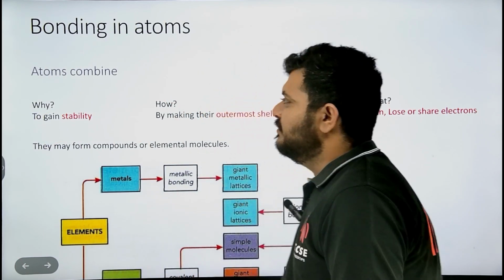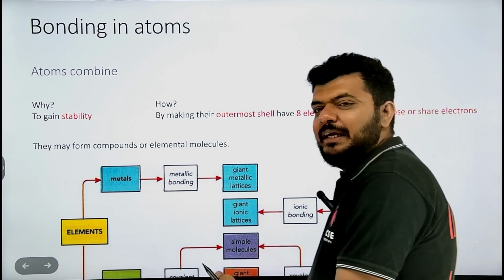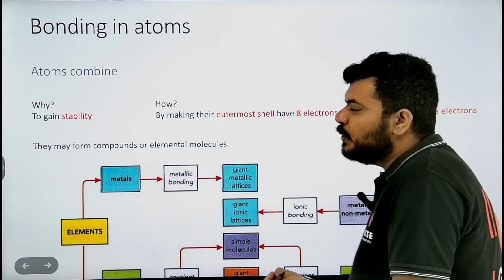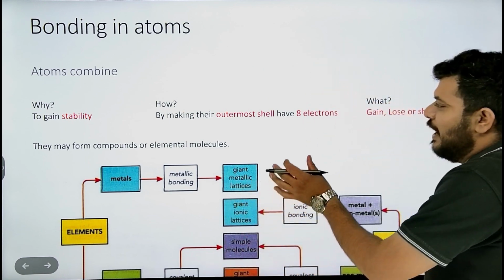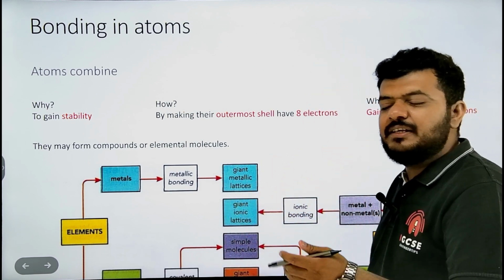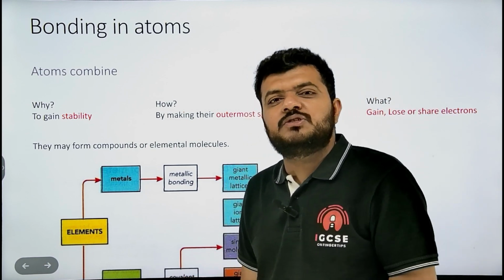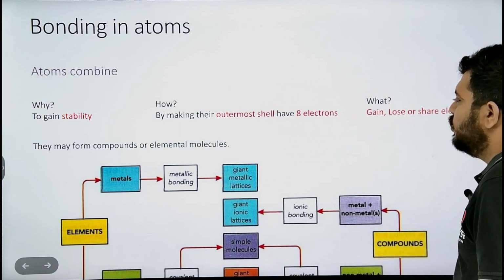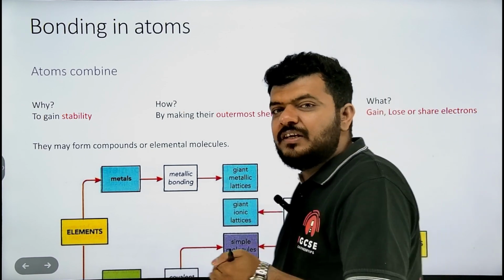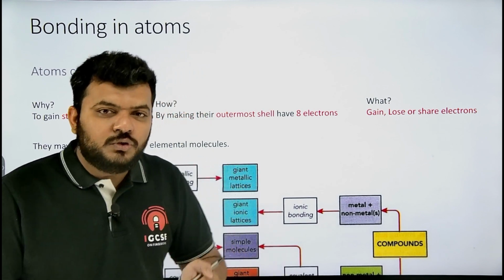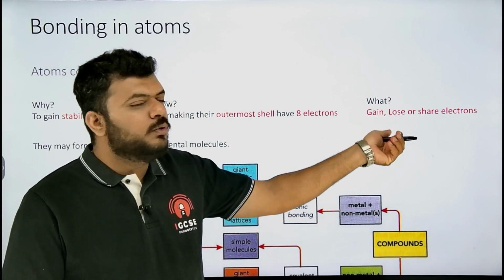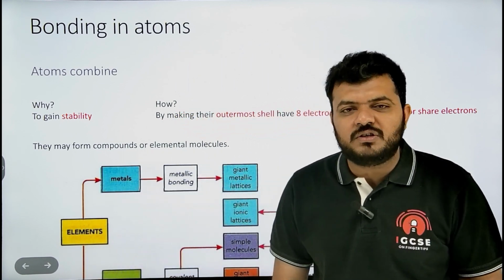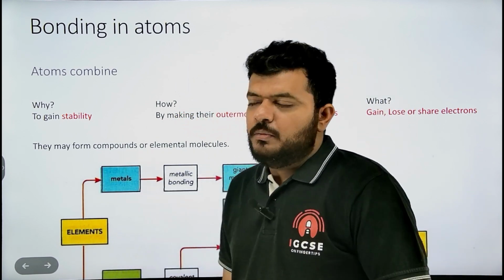So, in atoms, the atoms can combine. Why do atoms combine? Because they want to gain stability. How do they gain stability? By making their outermost shell have 8 electrons. In the case of hydrogen and helium, it is okay if they have 2 electrons in the outermost shell. And what do they do? To go from whatever number of electrons they have to the stable shell, they gain, lose or share electrons. Depending on the gaining, losing or sharing of electrons, we will have different types of bonding.